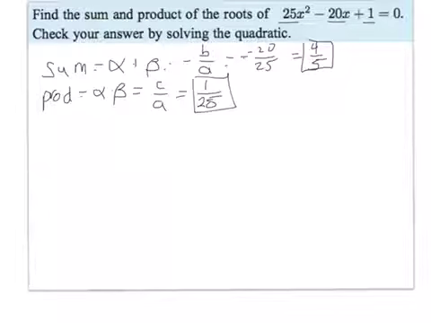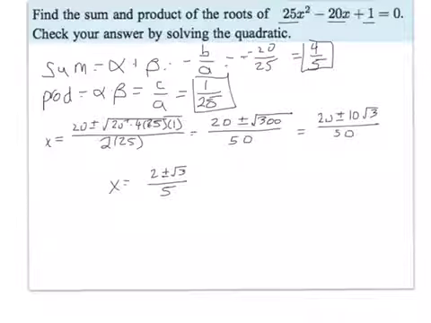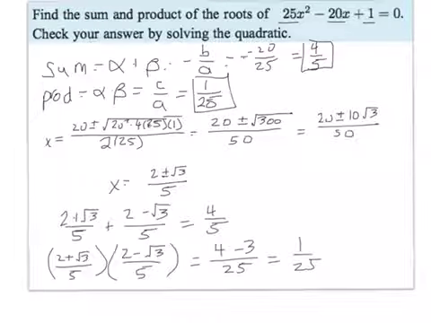So now this asks us to check our answer by solving the quadratic. I'm going to go ahead and pause it and work it out. You work out the quadratic on your own. So you can see that as I worked out the quadratic formula, I got 2 plus or minus root 3 over 5. Now if I do the sum and product of roots, we get just this.